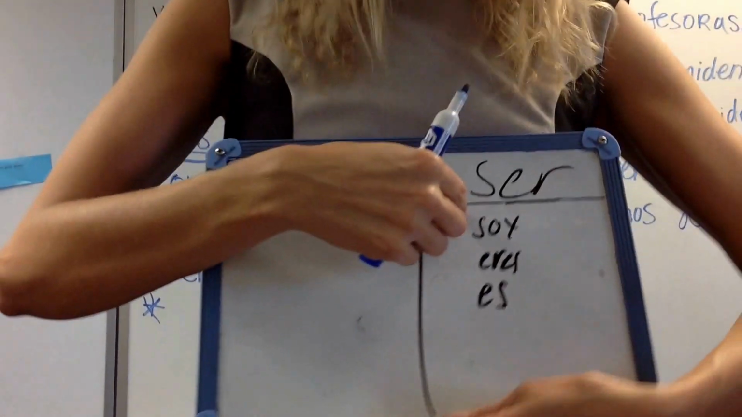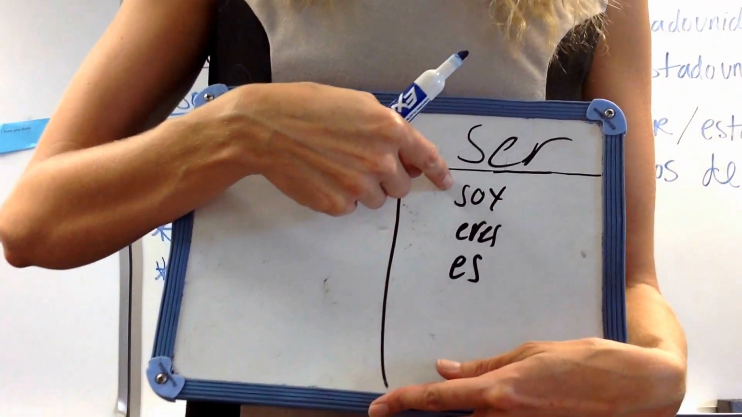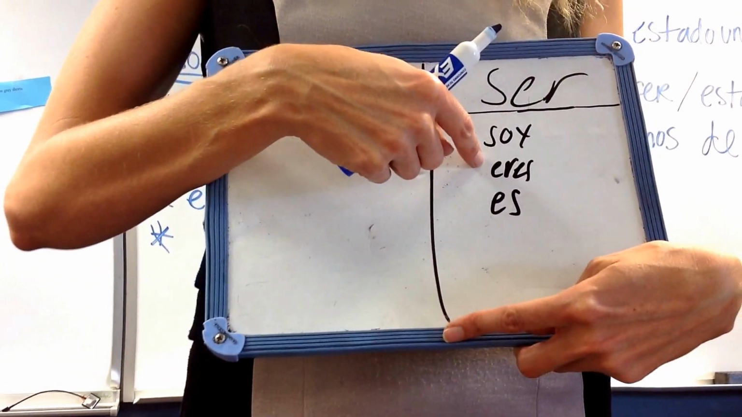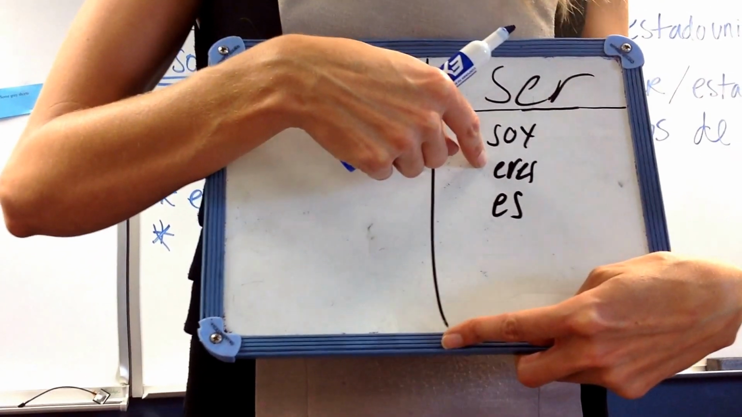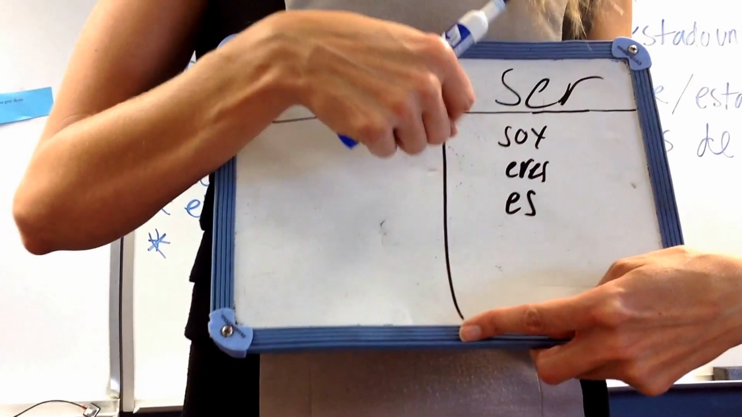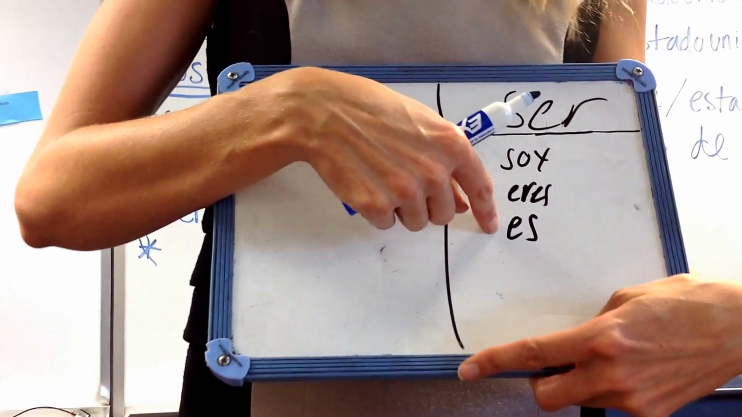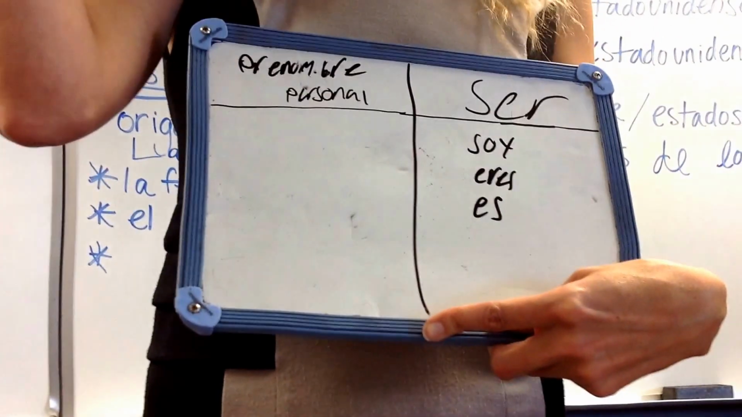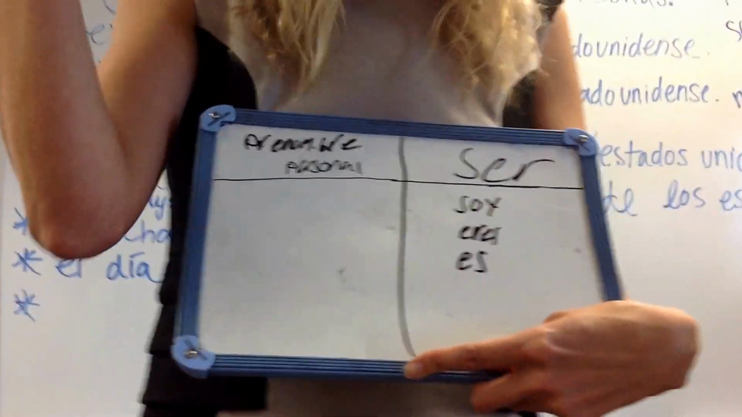We have, repite, soy. What does soy go with? Yo, it goes with the yo. Eres, repite, eres. What does eres go with? Tú. And then we have, repite, es. And what does es go with? Él, ella, or usted. Okay?